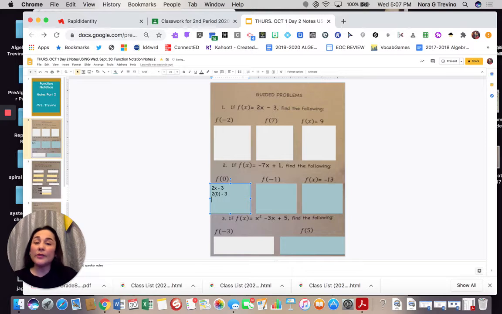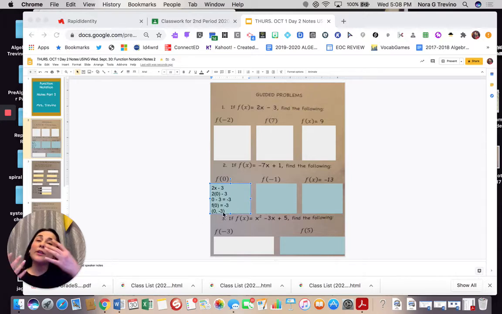So 2 times 0 is going to cancel out. That's going to give you 0. Minus 3, well, that equals negative 3. And we know that function notation is just fancy for writing ordered pairs, okay? So basically what we just found right here was that f of 0 equals negative 3, which is the same thing as writing 0 comma negative 3. You see this right here, f of 0 equals negative 3? That's an ordered pair written in function notation.